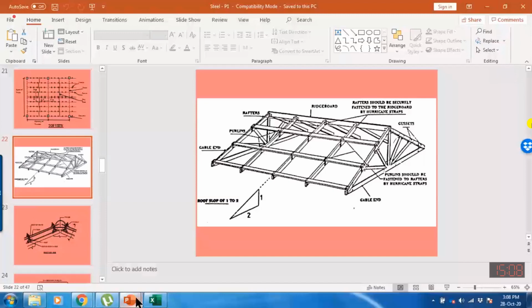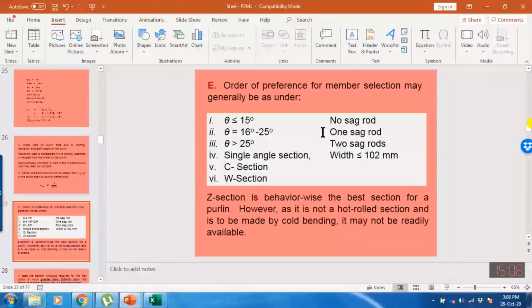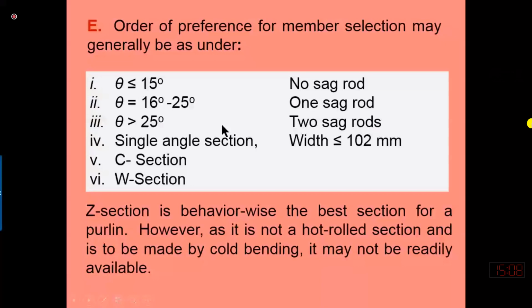So first of all, the first decision will be: if the inclination of the top chord is less than 15 degrees, no sag rod is required. If the inclination is between 16 to 25, we have to use one sag rod. And if the inclination is more than 25, we have to start the design with two sag rods. And for the angle section, let's suppose our inclination of the top chord is 20 degrees, then we will select one sag rod. First, we will design this single angle section as a purlin with one sag rod.